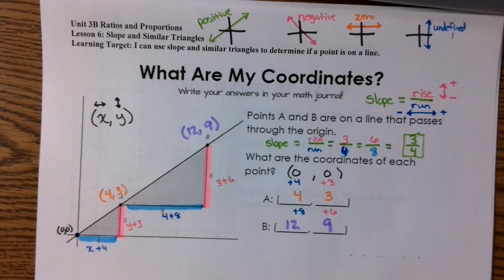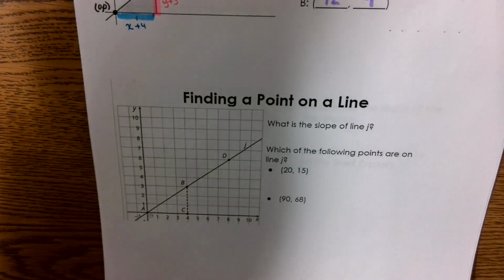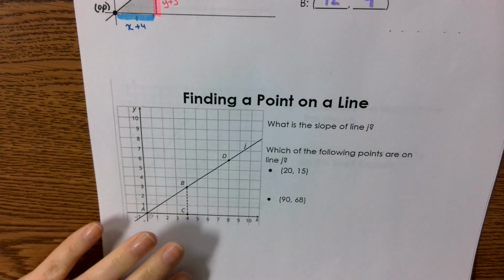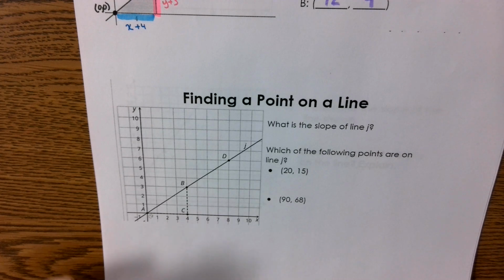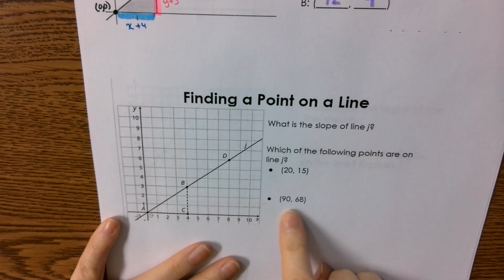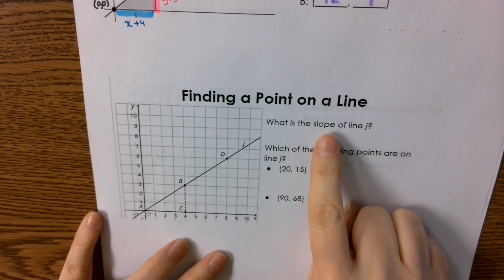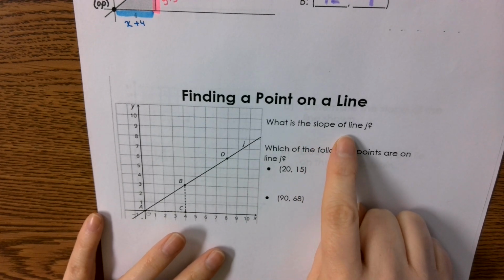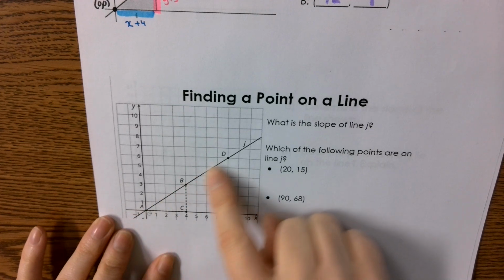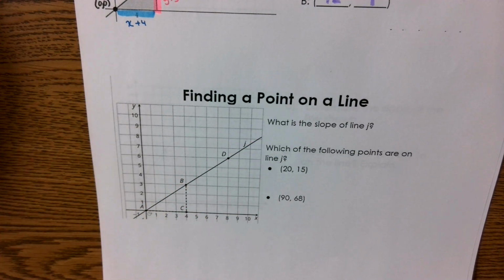Okay, so let's take a look now at this next problem. We're finding a point on the line. We want to know what is the slope of line J. And then which of the following points are going to be along line J? Is 20, 15 going to be on there? Is 90, 68 going to be on there? First things first, let's identify what the slope is going to be of line J. So that's this line. And we can identify our slope by finding our rise and our run.